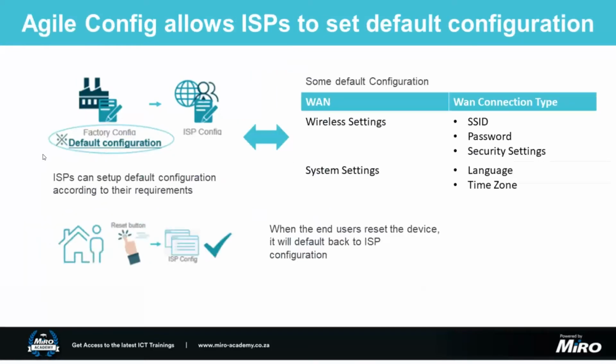With regards to the batch configuration that you can do, there's a number of default settings that you can sort out beforehand. Things like your wireless settings, the SSID, password, security settings, system settings, language, and time zone. All of that can be pre-configured before the router even goes out on site.